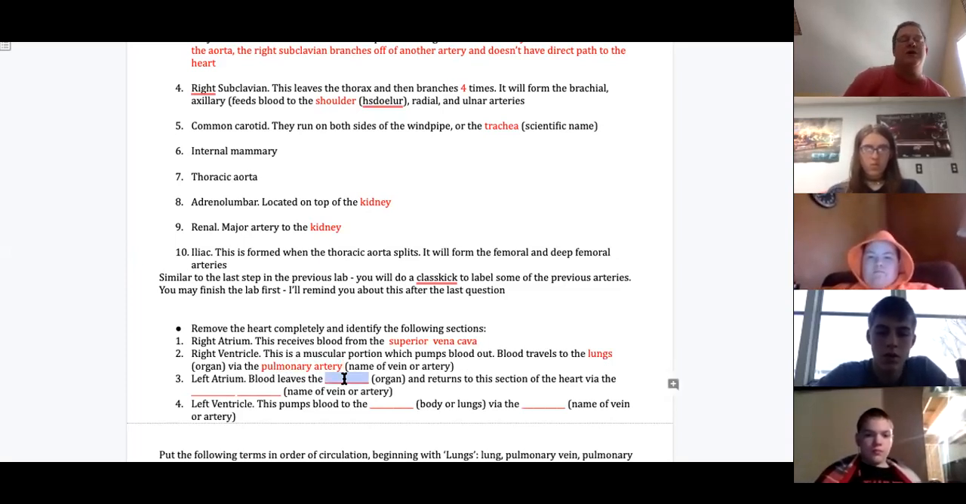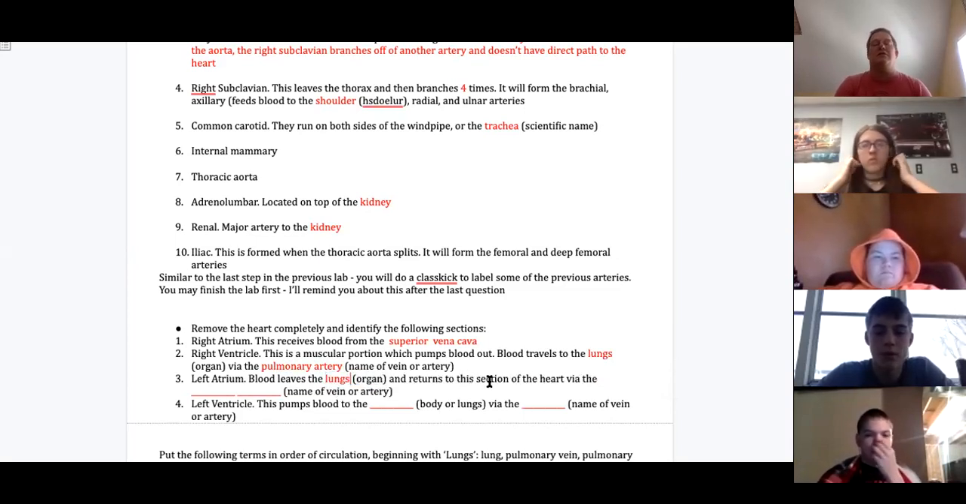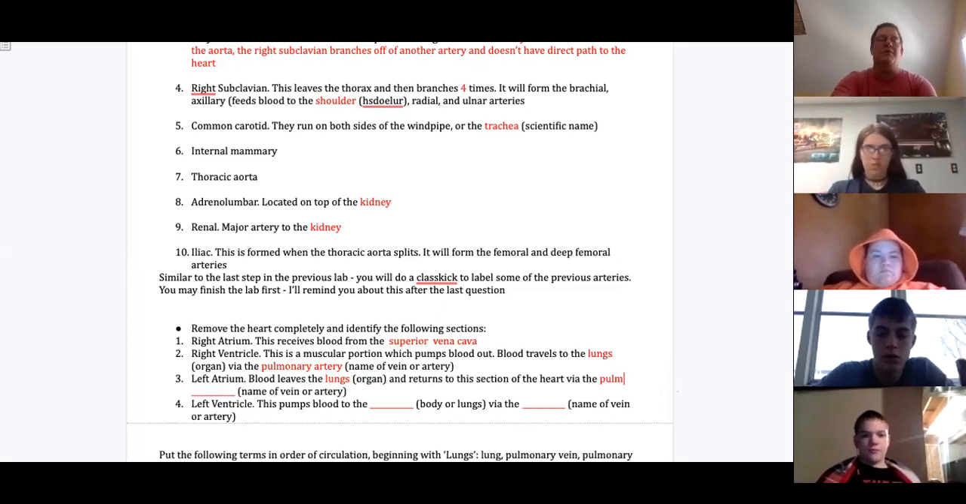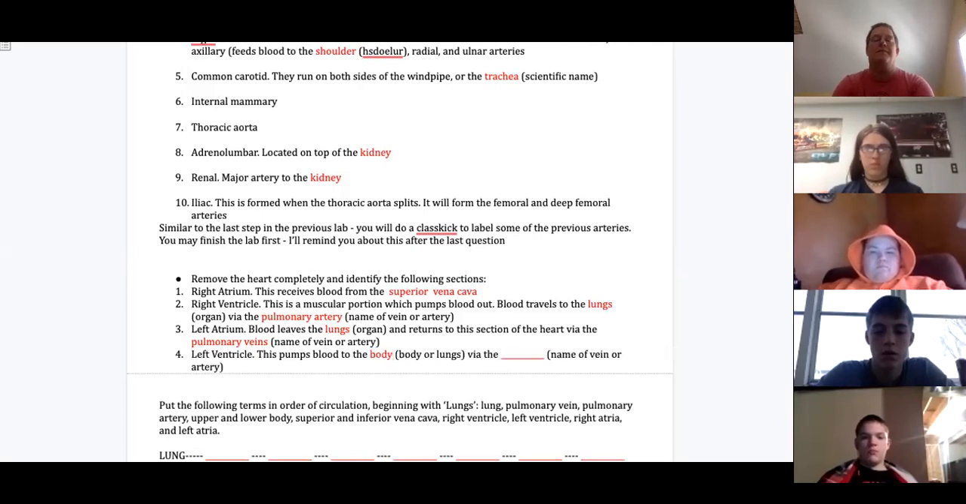Okay, then the left atrium. After blood gets oxygen, it leaves the lungs and returns to the left atria through the pulmonary veins. Vein. Yep. Okay, left ventricle. This pumps blood to the body through the aorta.